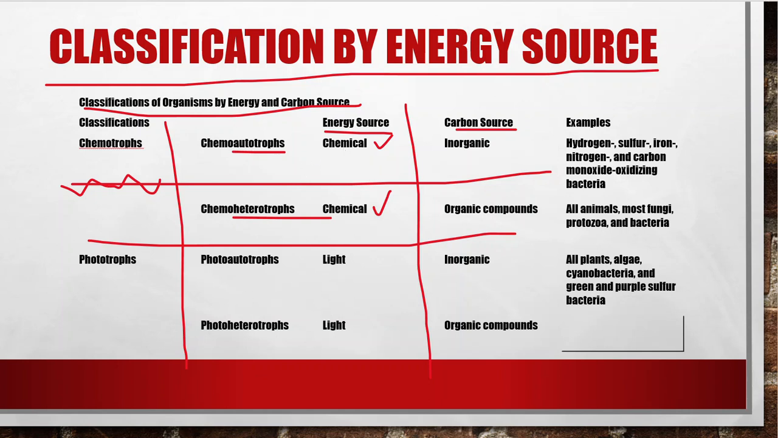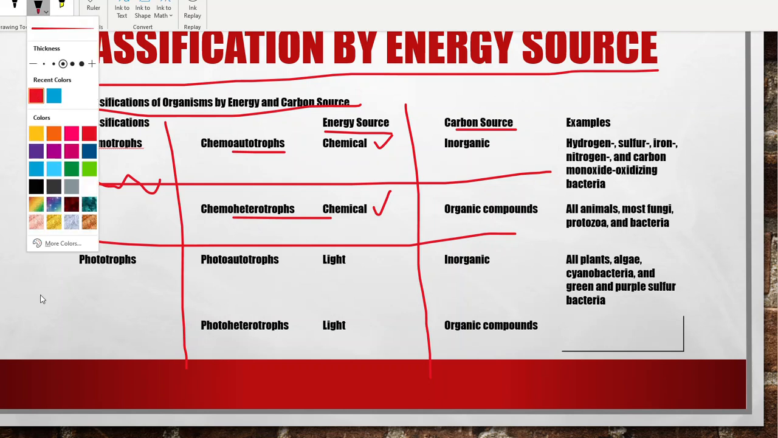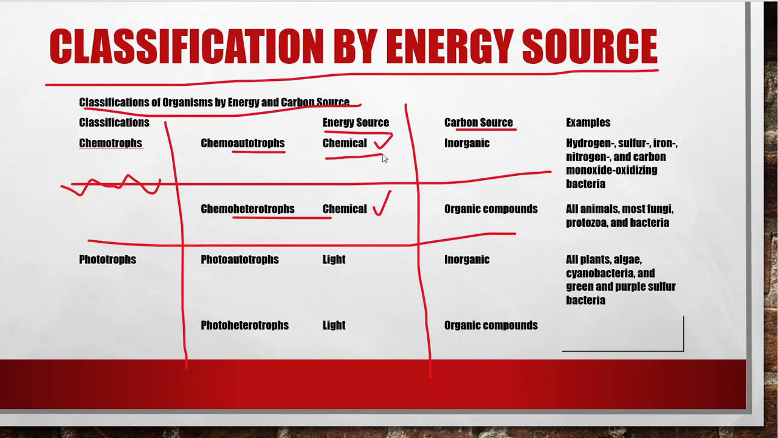They're all going to use chemicals. Sorry guys, lost my pen there. They're all going to use chemicals, the chemoheterotrophs and the chemoautotrophs. The difference is these guys have got to start with organic compounds. They can't make organic compounds from inorganic. These guys can get their carbon from an inorganic source and change it into an organic compound.